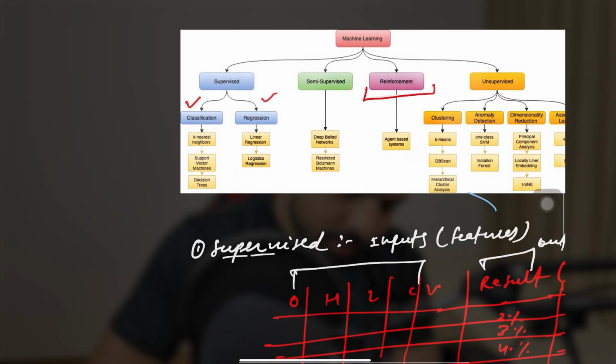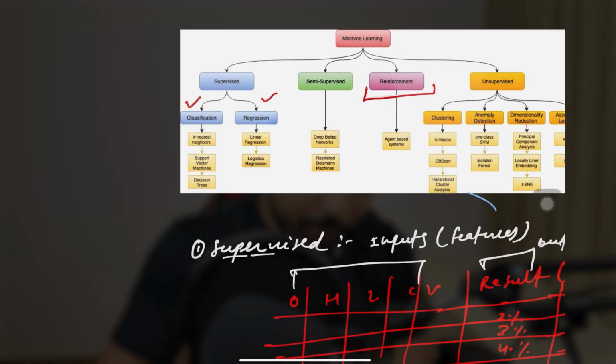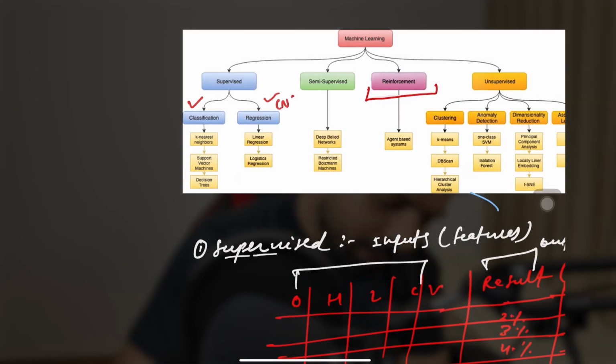So when we talk about classification, we have algorithms like k-nearest neighbors, support vector machines (SVM), and decision trees. And when we talk about regression, we have linear regression and we have logistic regression. Hopefully it is clear, because it is simply, if it is numerical, it is regression, and if it is categorical, it is classification. It is clearly understandable, right?